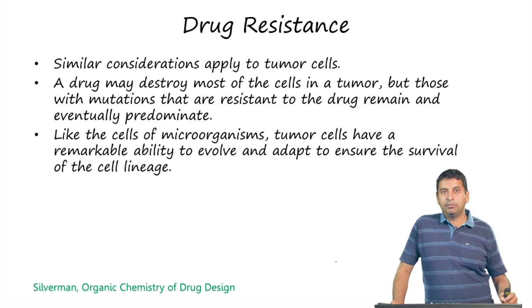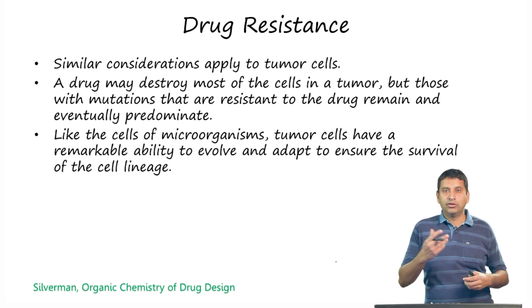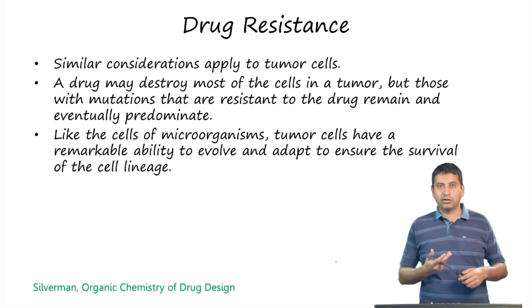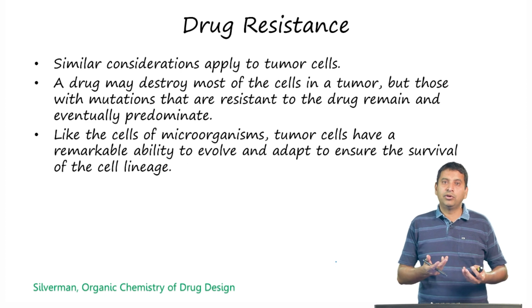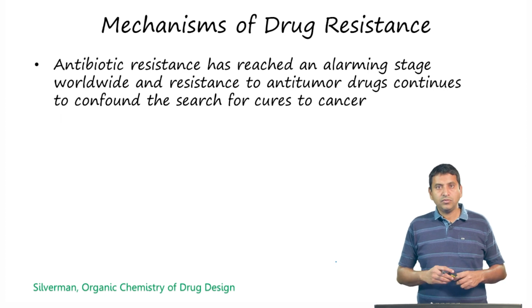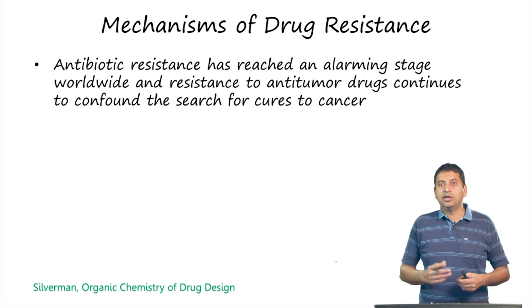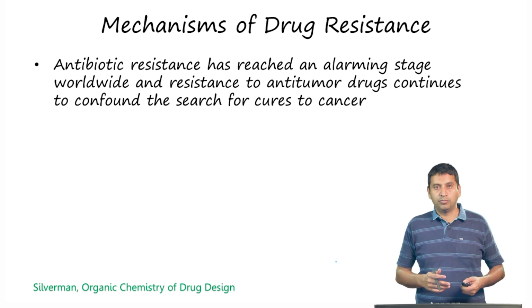So, much like bacteria, you also have cancers or tumors which have similar considerations. So, once we expose the tumor to a drug, it is possible that a large number of those cells are killed, but some of them which have existing mutations which can help with resistance are likely to predominate. Now, these will evolve and adapt to ensure the survival of the cell lineage. Antibiotic resistance is now such a huge problem across the world that it is quite likely that in the next decade or two even simple infections will be difficult to cure. Similarly, resistance to anti-tumor drugs is becoming a huge problem.